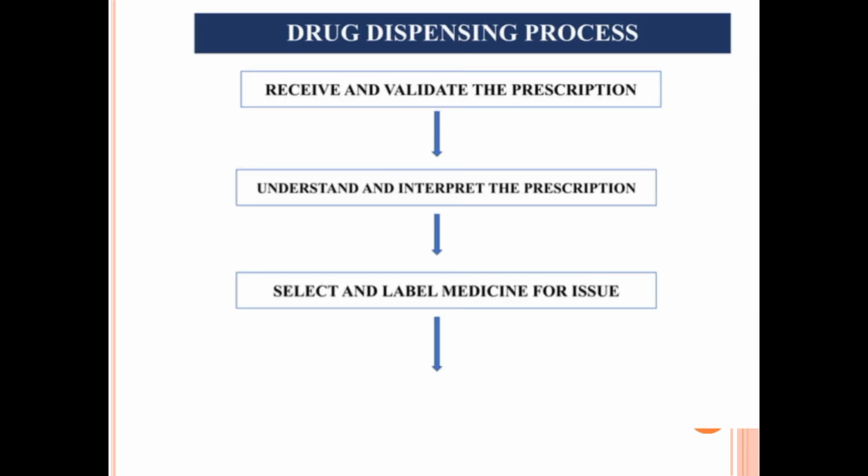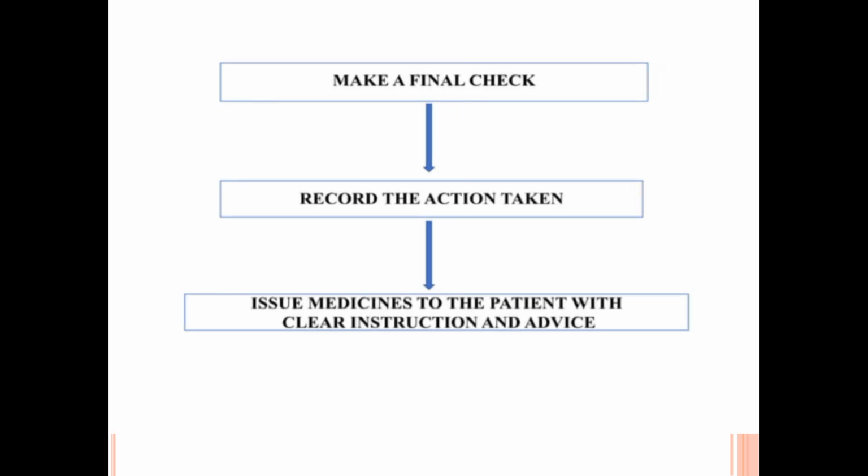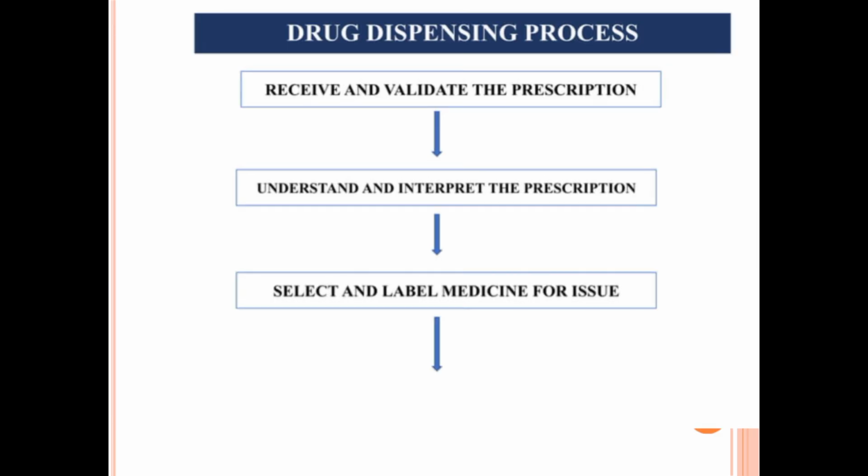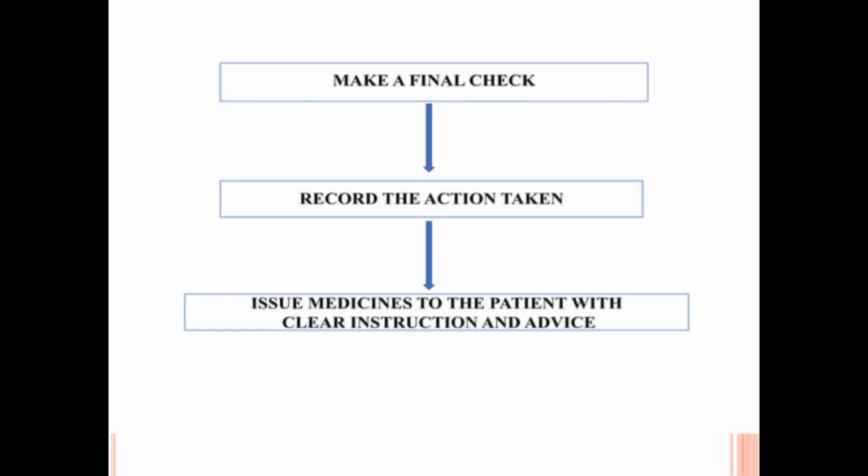So what is the drug dispensing process? First step in the process is to receive and validate the prescription. Second step is understand and interpret the prescription. Third step, select and label medicine for issue. Then make a final check. Next step, record the action taken. Next, issue medicine to the patients with clear instructions and advice. So these were the 6 steps of the drug dispensing process. One by one we'll see the details of these steps.